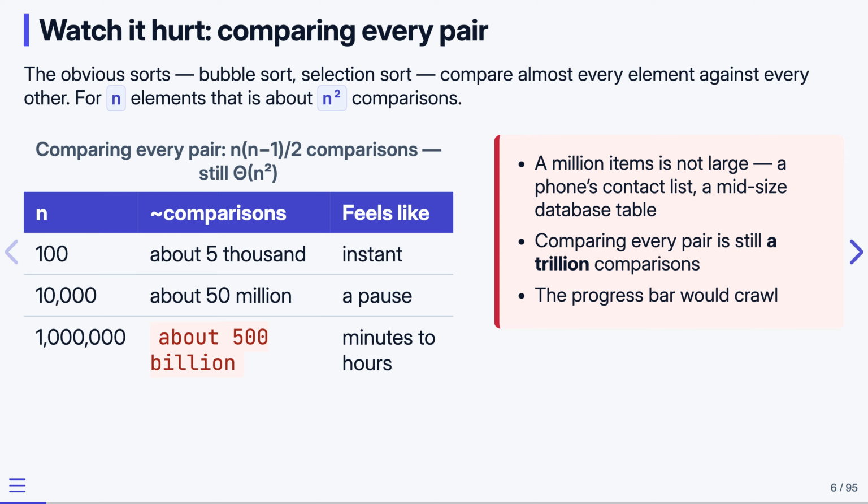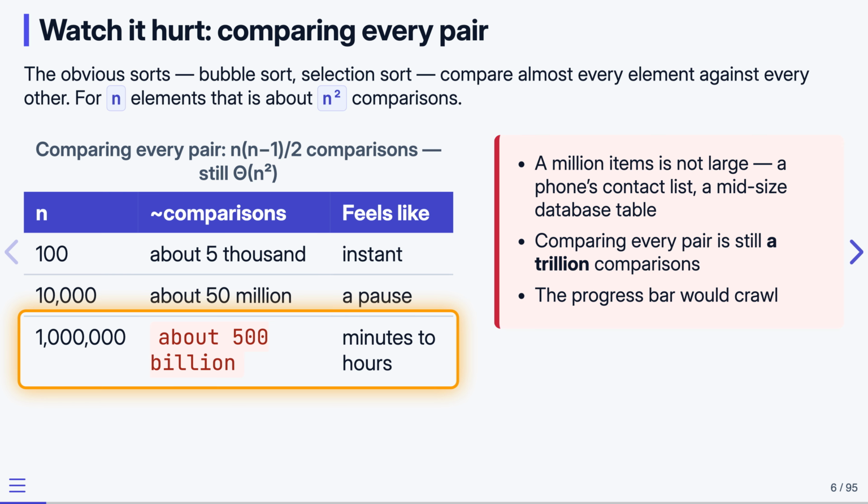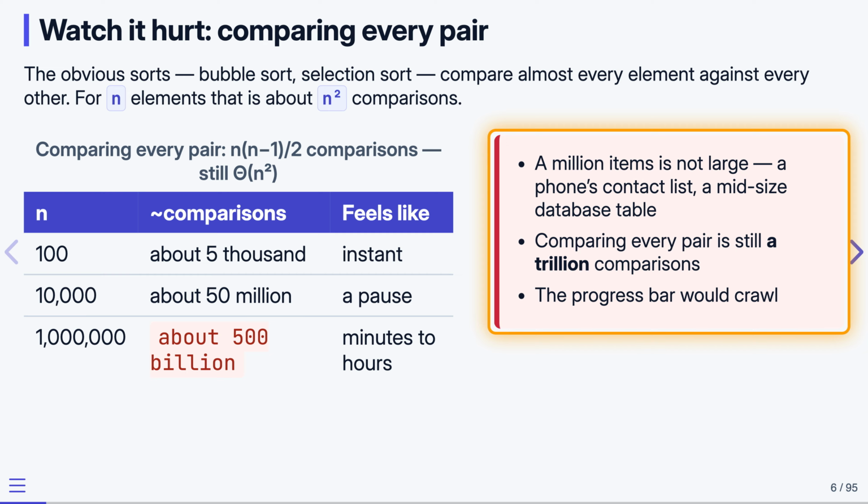Let's see what n squared really costs. With 100 elements, n squared is 10,000 comparisons. That feels instant. With 10,000 elements, it jumps to 100 million comparisons. Now you feel a pause. With 1 million elements, it is about 1 trillion comparisons. That takes minutes to hours. And 1 million items is not large. It is a phone's contact list or a mid-sized database table. Comparing every pair is still 1 trillion comparisons, and the progress bar would crawl.